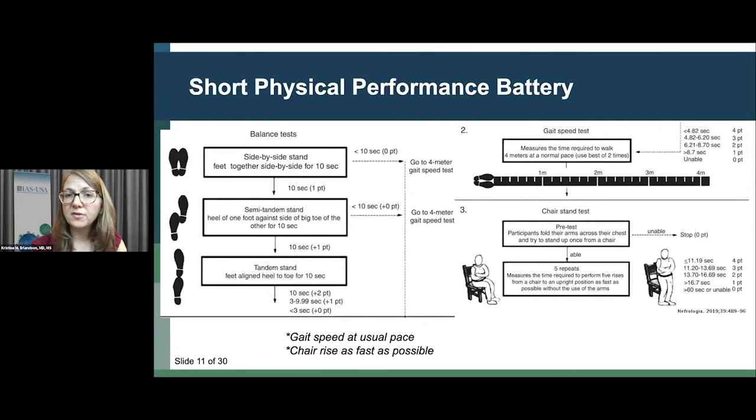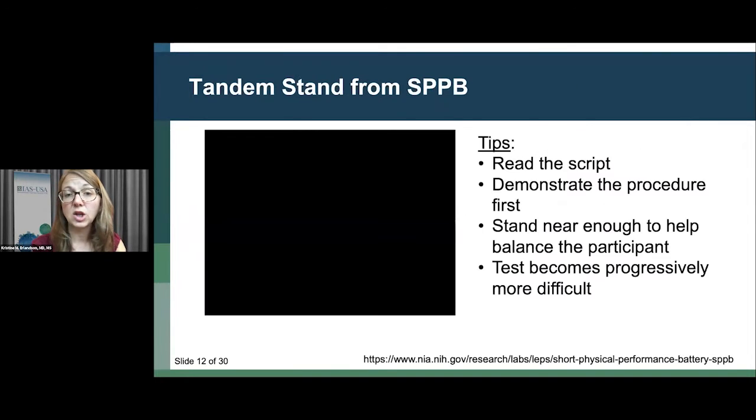So I wanted to show a few video snippets of how this test looks. One of the nice things about the short physical performance battery is there's actually extensive resources for how to implement this on the National Institute on Aging website. They have videos for each component of it, lots of tip sheets, and then actually a script that's read verbatim when performing it. So we know that this assessment is performed similarly across all different sites where it's performed.